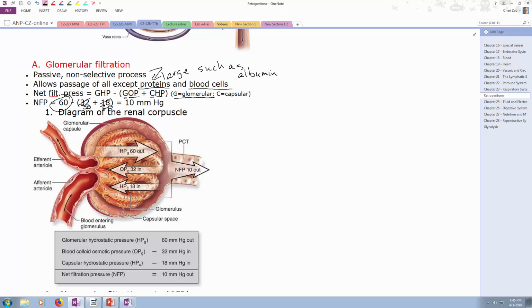So 60 minus 30 plus 20 would be 60 minus 50. So our net filtration pressure is 10 millimeters of mercury. And that's all we need to make 180 liters of filtrate a day.